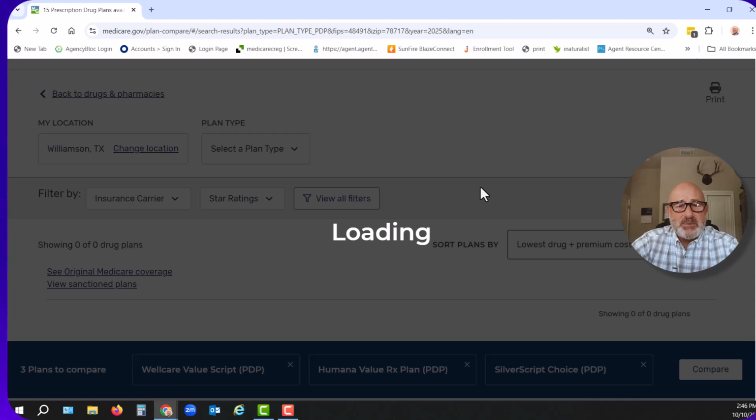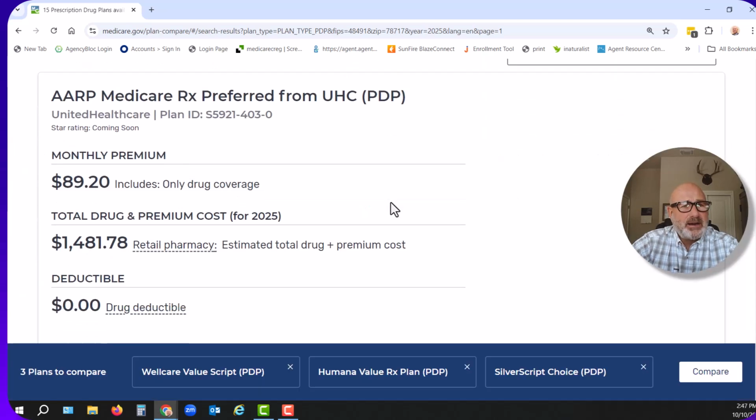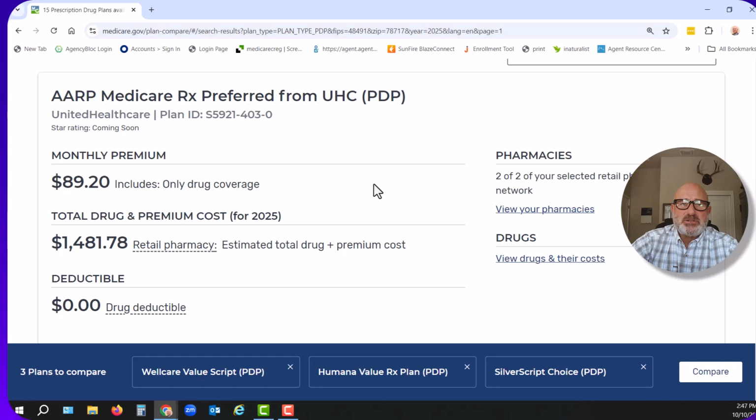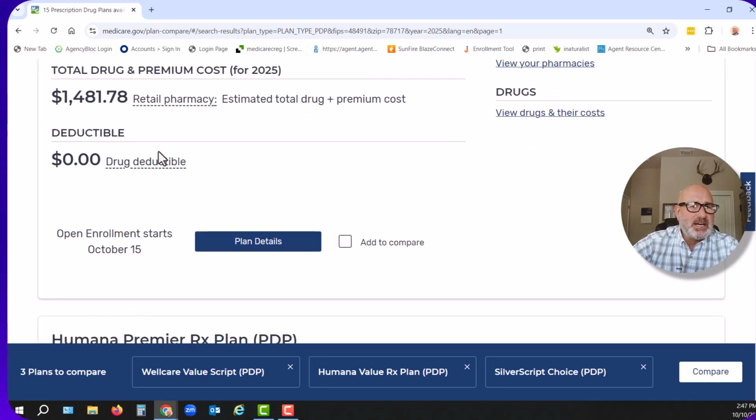And so what I'm recommending people do, if you have some real expensive prescriptions, you should also go to the website of whether it's United Healthcare or WellCare, and make sure that what you're seeing on this site is the same. All right, so now when the calculation comes in with a more expensive drug, AARP Medicare Rx Preferred from United Healthcare shows to be the most cost effective. Now you're going to pay a higher premium, $89.20. Your annual cost, that's your premium and your drug cost, is $14.81. You'll notice this plan does not have a deductible.